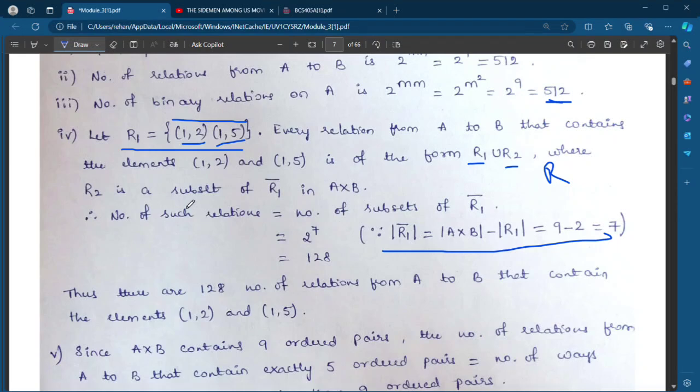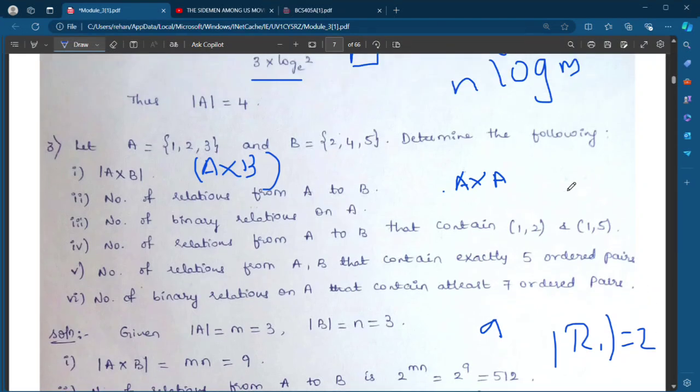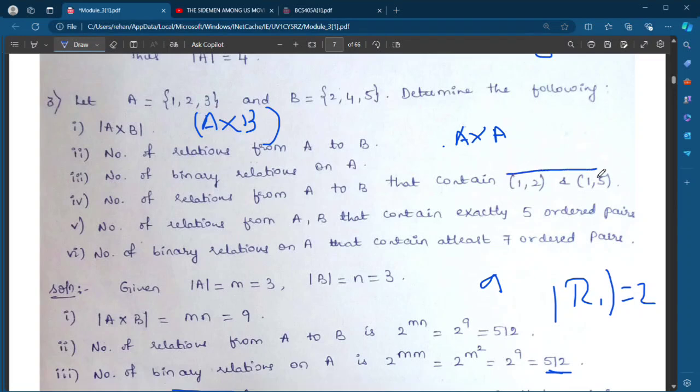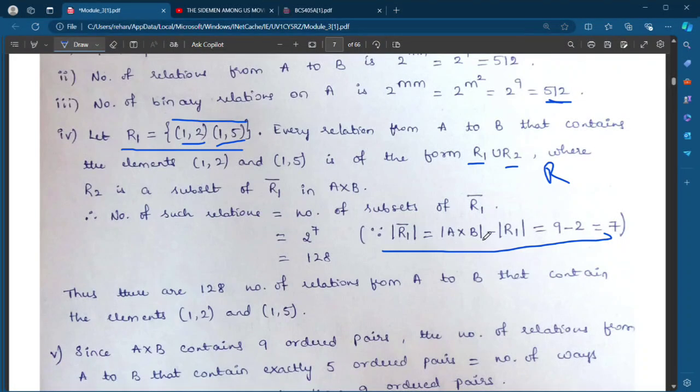So to find the number of relations that contain (1,2) and (1,5), among all the ordered pairs I have, I will take the complement of this. If I take the complement, I can write it as A cross B minus R1. In the previous sum we had seen that for this set minus this set, only the common elements get removed. Here they are not asking us to write all those sets; they are asking how many sets there will be. In the above, we had seen one question on Cartesian products. If I subtract, what will happen?